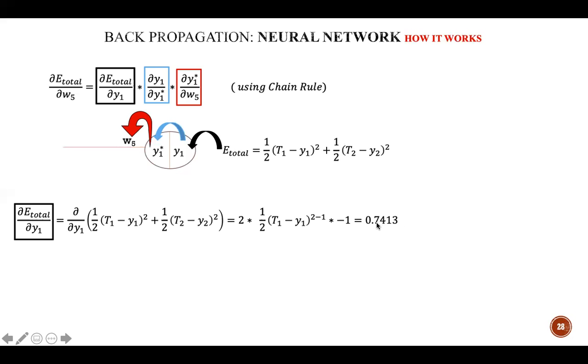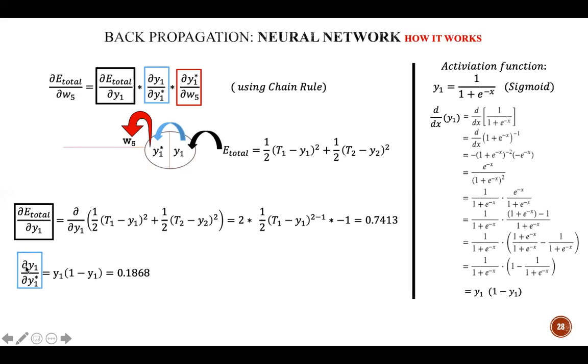So this is the ratio of partial E over partial Y1. Now let's calculate partial Y1 over partial Y1 star. Before I go into the numbers, partial Y1 over partial Y1 star is equal to Y1 multiplied by 1 minus Y1. If you're thinking, okay, where is this coming from?